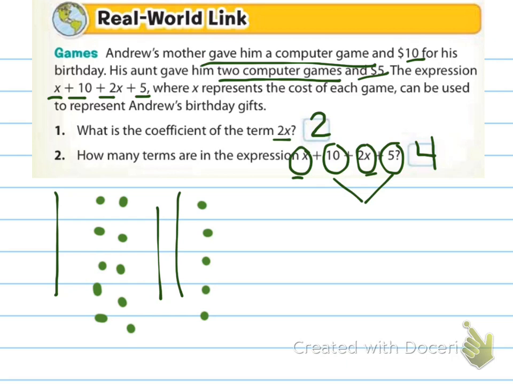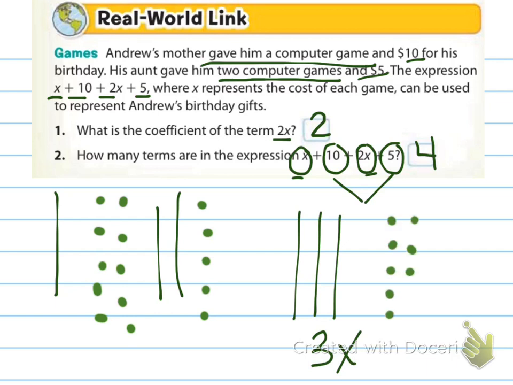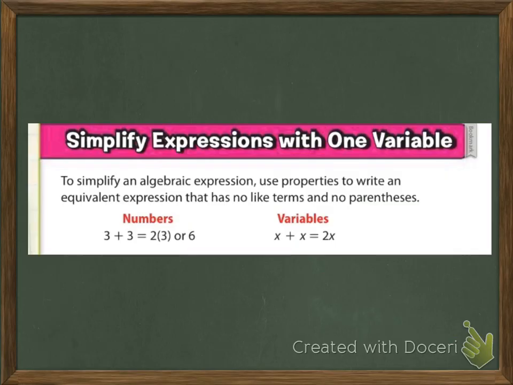So if I'm combining like terms, I'm going to put together my 1, 2, 3 x's. And my 1, 2, 3, 4, 5, 6, 7, 8, 9, 10, 11, 12, 13, 14, 15 ones values. And since I know that x represents the games, I've got 3 games plus $15 cash.